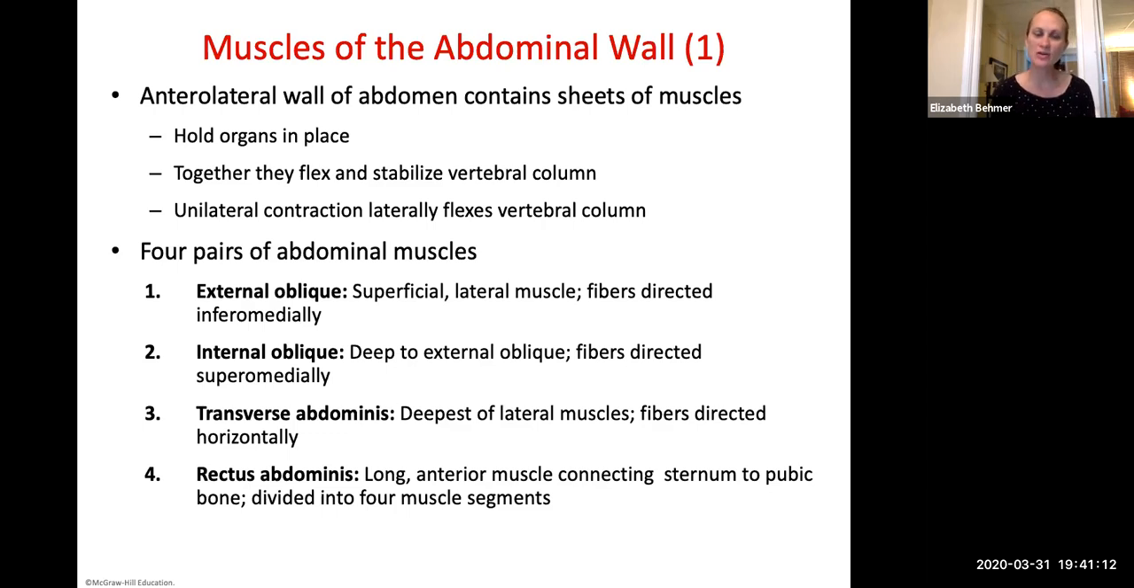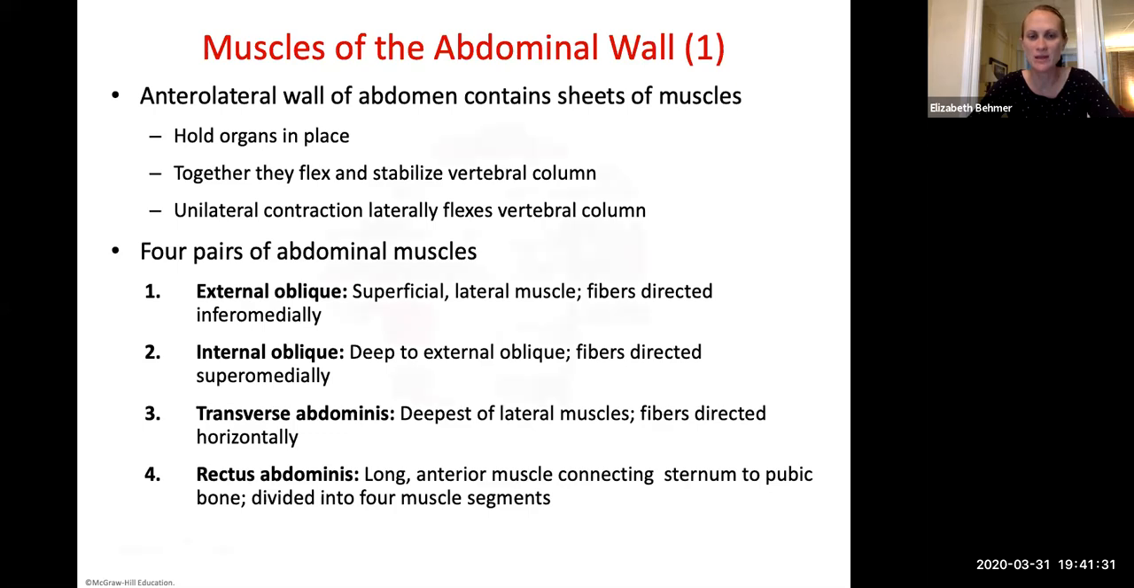You have the external oblique, internal oblique, transversus abdominis, and the rectus abdominis. I don't have more notes or questions about these muscles, but these are four groups of muscles that you'll need to know for your lab study list.